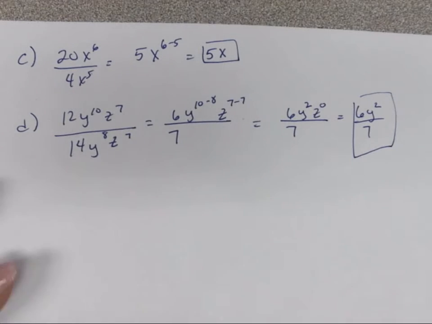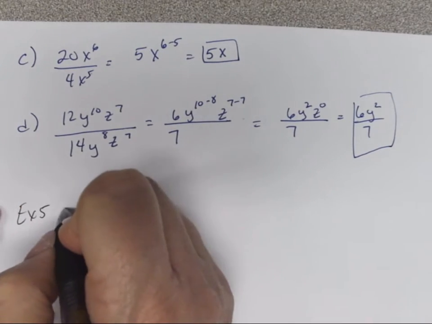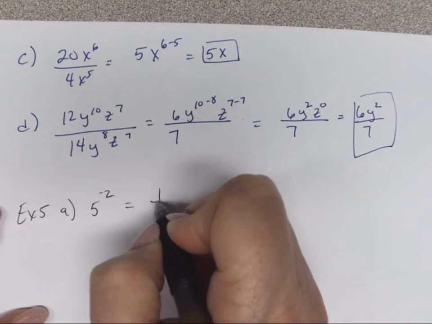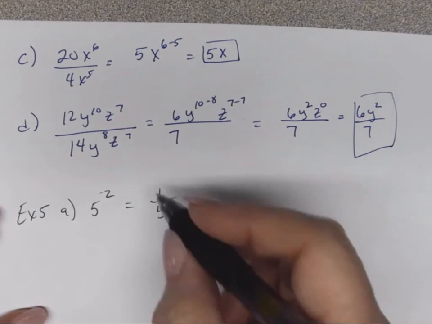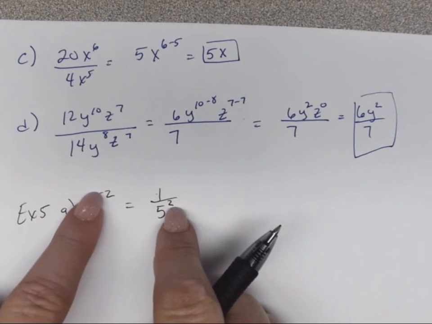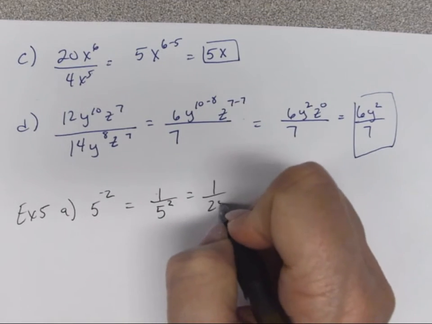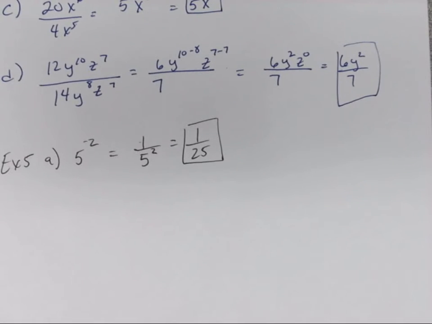All right, let's look at example 5. So if we have 5 to the negative 2, we can put it underneath the fraction in the denominator, and it will become 5 squared. That negative exponent will become a positive, and this can be 1 over 25. So we're going to take these numbers here and actually take them all the way.